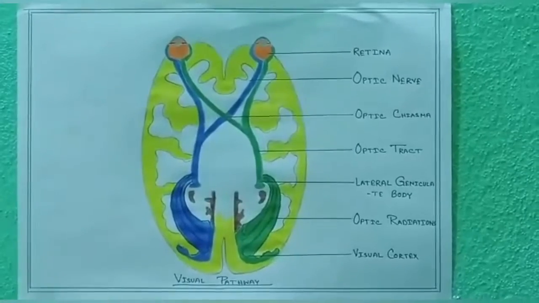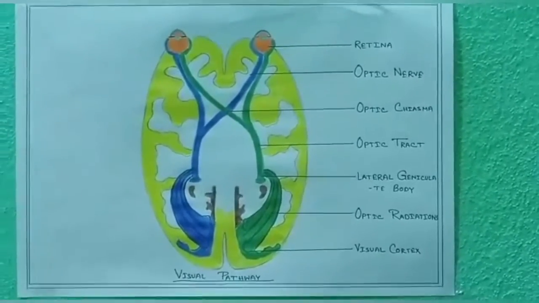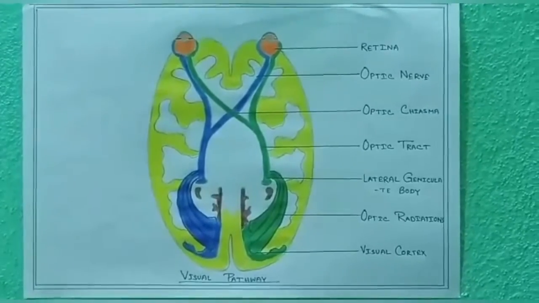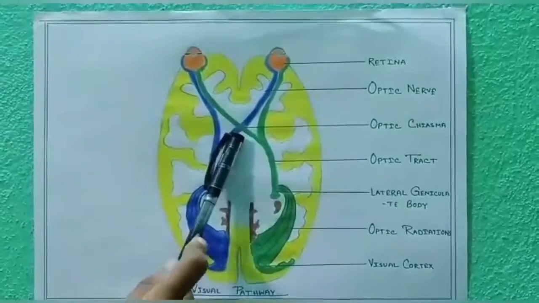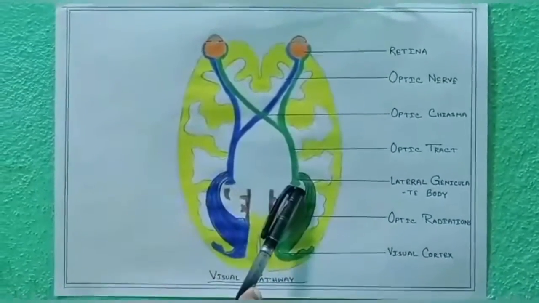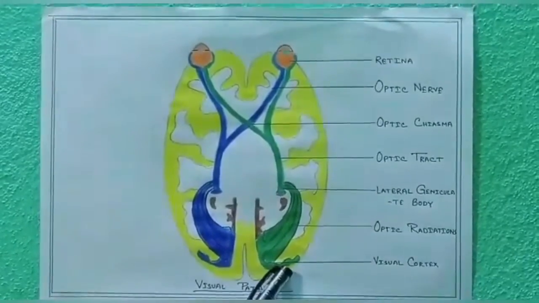Each of our eyeballs acts as a camera. It perceives the image and relays the sensation to the brain via the visual pathway, which consists of the optic nerve, optic chiasma, optic tract, lateral geniculate body and optic radiations, and this is the visual cortex portion.